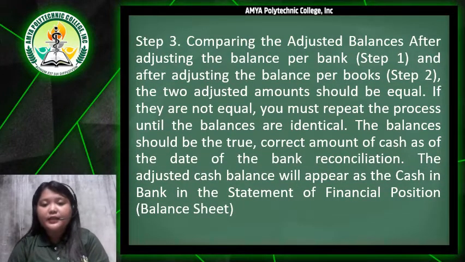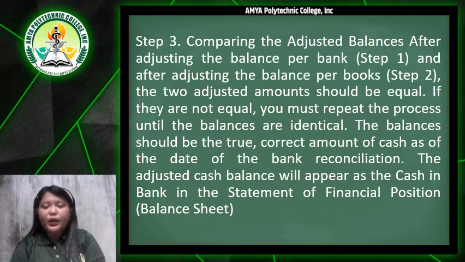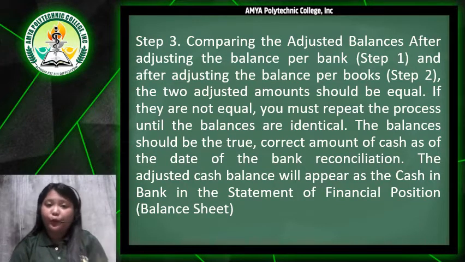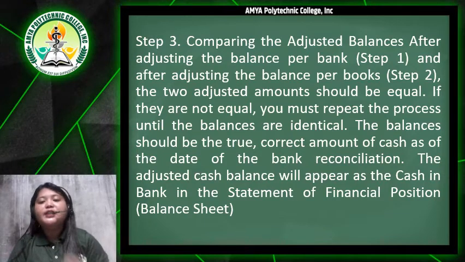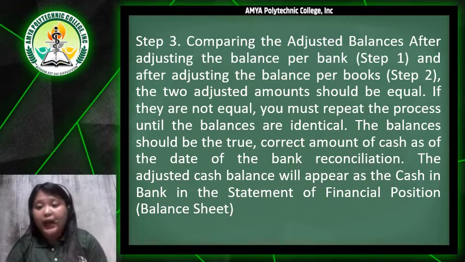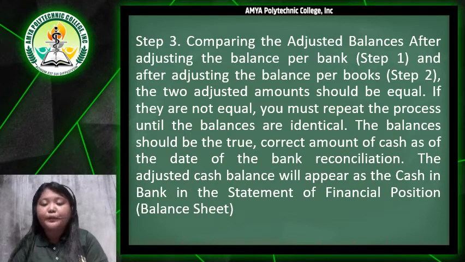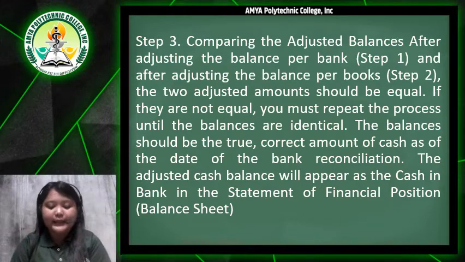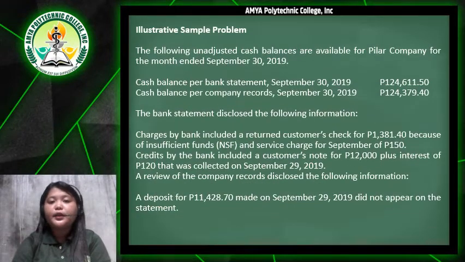Step 3 is comparing the adjusted balances. After adjusting the balance per bank in step 1 and the balance per books in step 2, the two adjusted amounts should be equal. If they are not equal, you must repeat the process until the balances are identical. The balances should show the true, correct amount of cash as of the date of the bank reconciliation. The adjusted cash balance will appear as the cash in the bank in the statement of financial position, or balance sheet. So we have an example illustration.